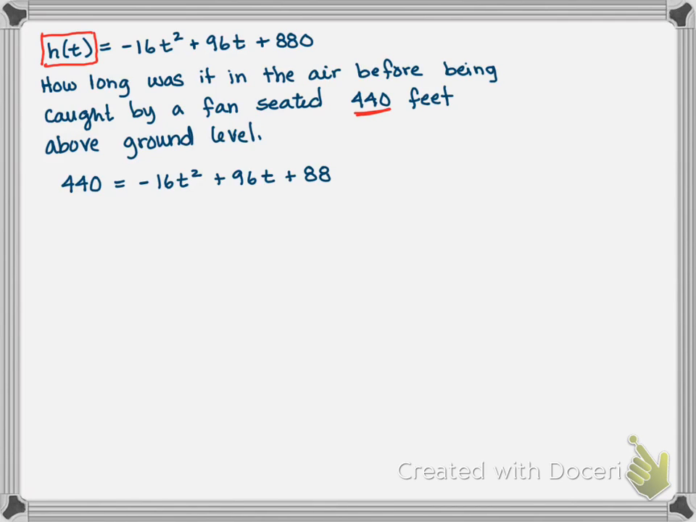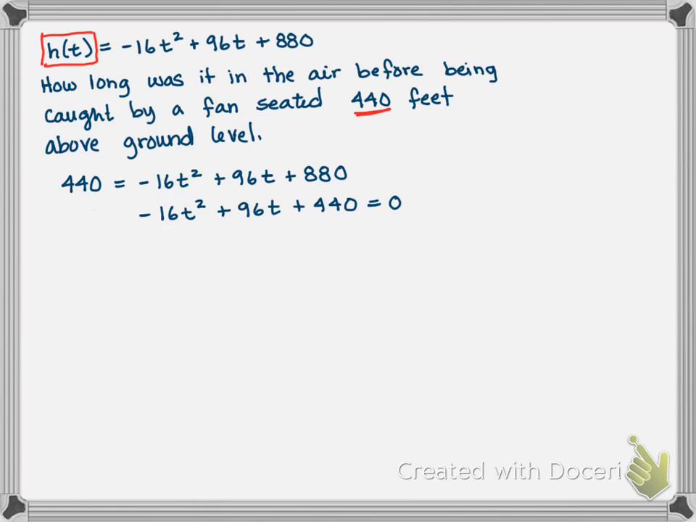plus 880. So just like we've been doing, we want to start by getting a 0 on one side. So we'll subtract 440 from both sides, and we get 0 equals negative 16t squared plus 96t plus 440. It's a little tricky because the numbers are the same. If you really like your 0 on the right side, you can move it over here, and it doesn't change anything. As long as it's an equation and not an inequality, you can swap sides all you want.